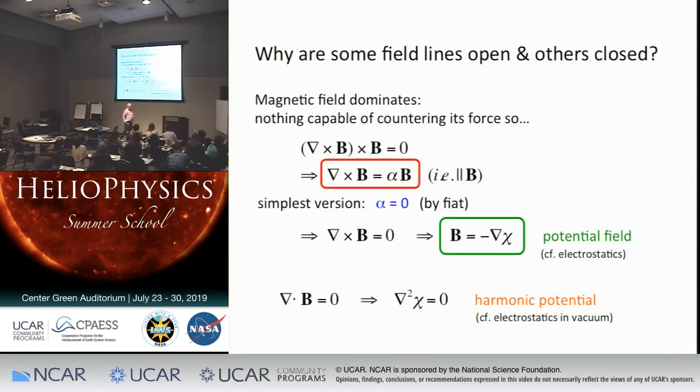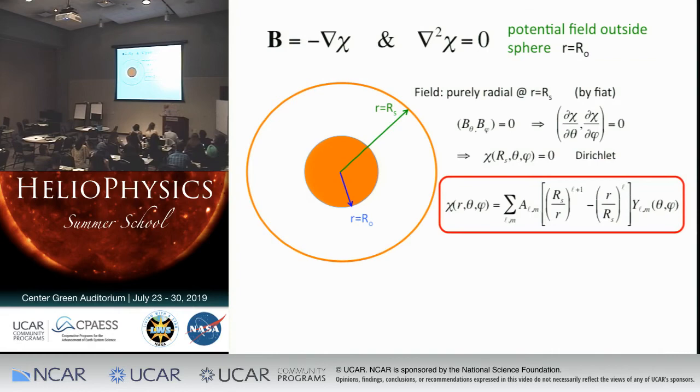So del squared chi is equal to zero. We solve that, and those of you who do remember how you go to solve that, you're in a spherical system, so you use spherical harmonics, right? Y_LMs. Essentially, this is the general solution. It's basically the spherical harmonics times an inverse power of radius or a power of radius, something proportional to radius. And the powers are L plus 1 and L. Just a quick reminder of all that.